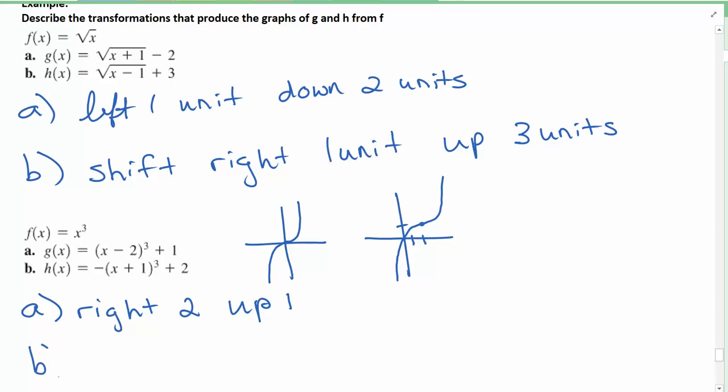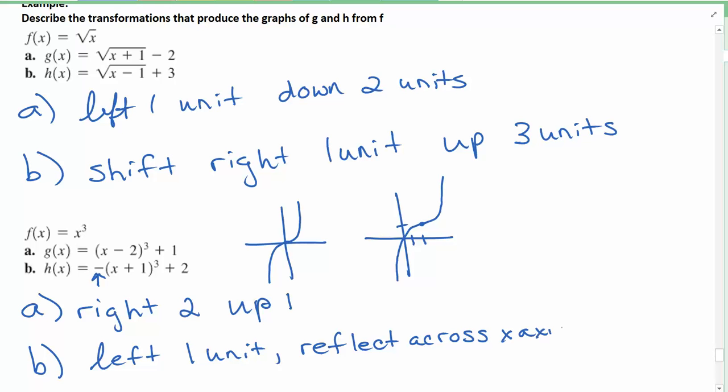Now on B, we've got a little bit more interest. We're going to go left 1 unit because it's plus within the operation, so it's always opposite. It's going to be kind of opposite of what you would think to do. So you're going to do left 1 unit. You want to handle this reflection right here. That's a reflection across the x-axis. So you reflect it across the x-axis. And then you're going to go up 2 units. Okay?